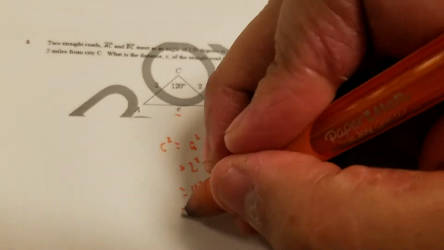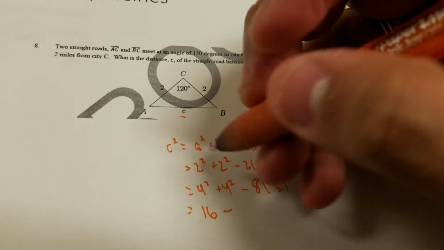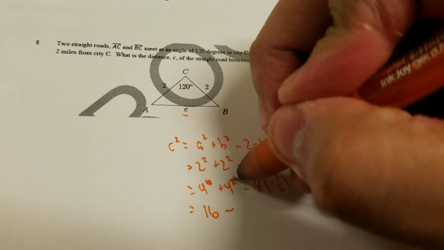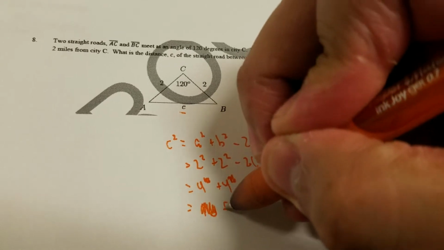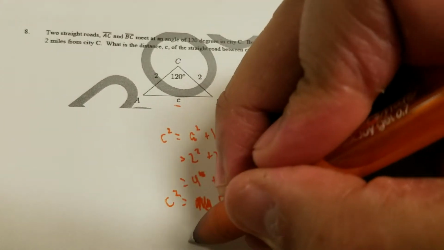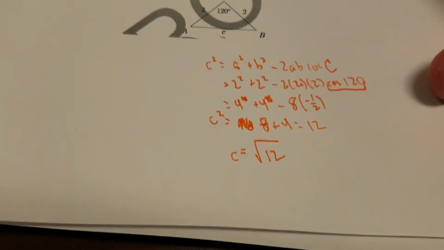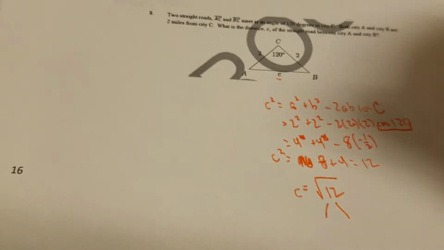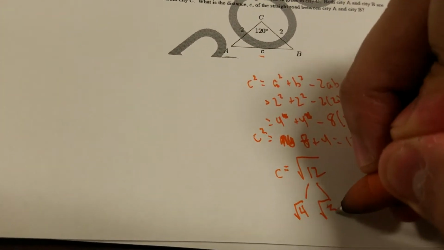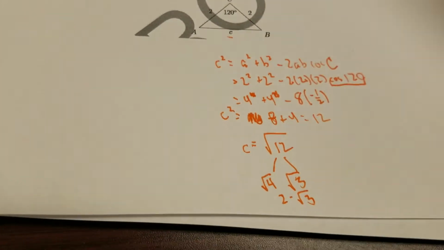Okay, so these are not squared anymore, I'm sorry. 8 plus 4, which is 12, so c squared is equal to 12. So c is equal to the square root of 12. And I can split this up, guys, to say that this is square root of 4 times the square root of 3. And I know the square root of 4 is equal to 2, so it's 2 times square root of 3. So same answer.